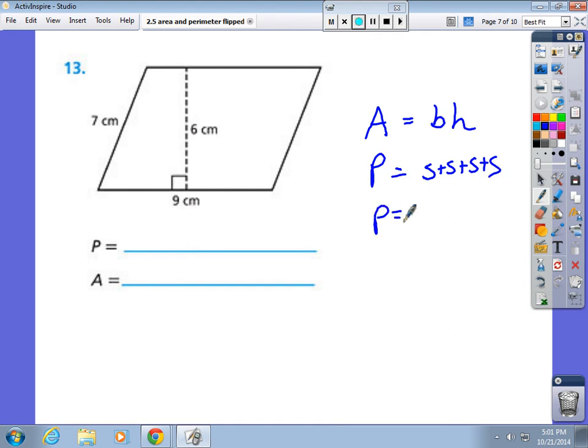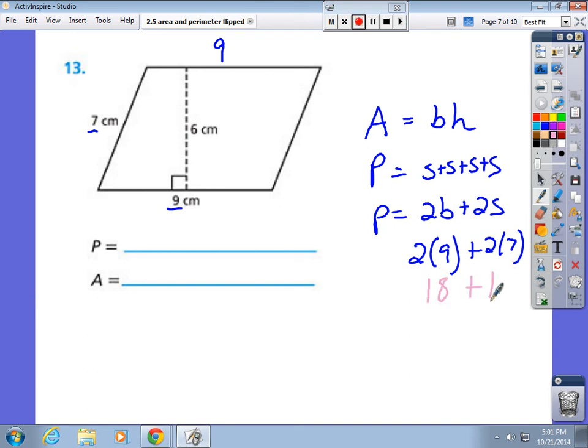Really, I could say the perimeter equals 2 bases plus 2 sides because we have 1 base here. That's 9. The opposite is 9. 2 times 9. Then I have 2 sides, 7. So 2 times 7. Getting real mathy here. 9 times 2 is 18. Plus 2 times 7 is 14. 18 plus 14 gives me 32 centimeters as my perimeter. Now, could I have gone 9 plus 7 plus 9 plus 7? Sure, that would have got me to 32 as well.